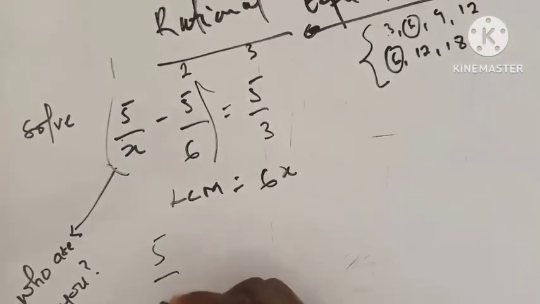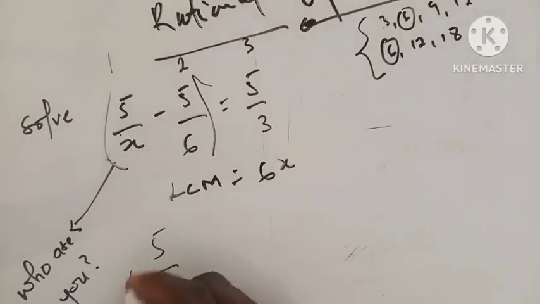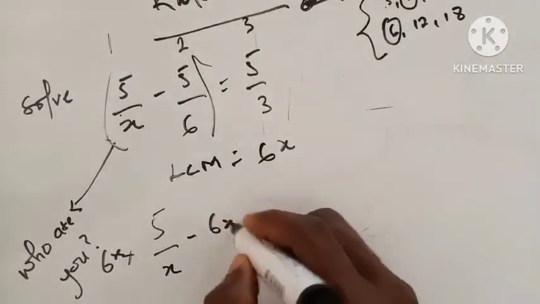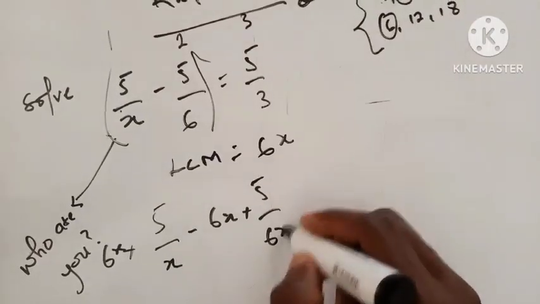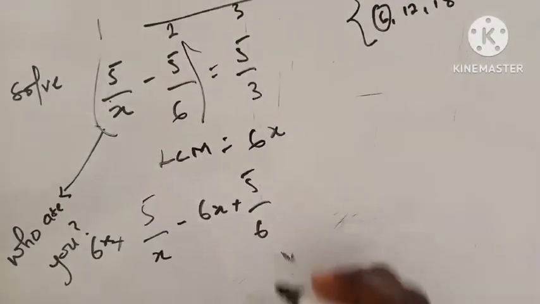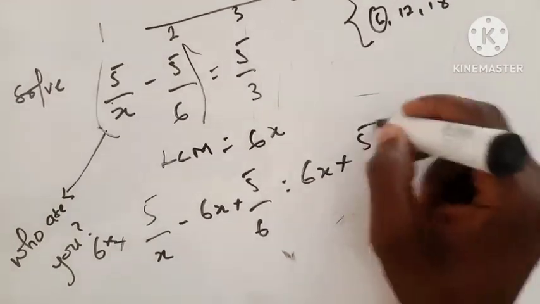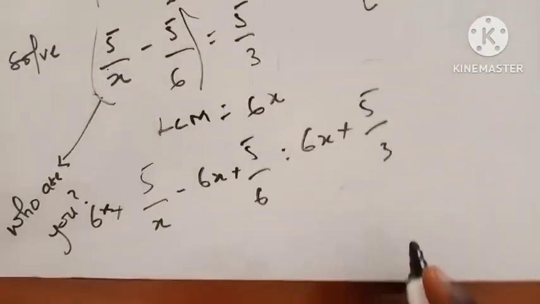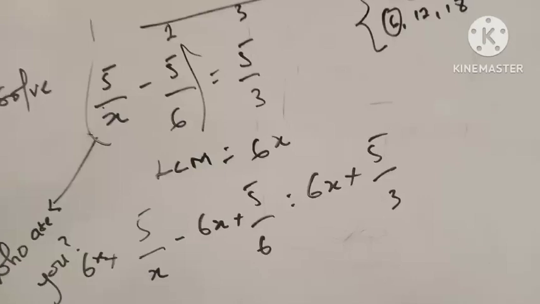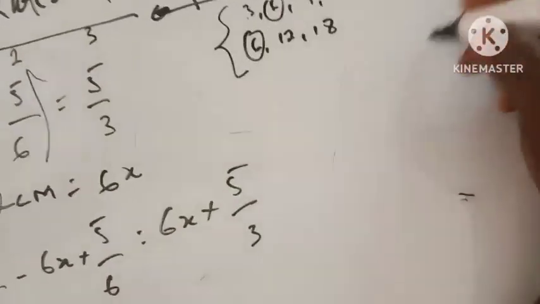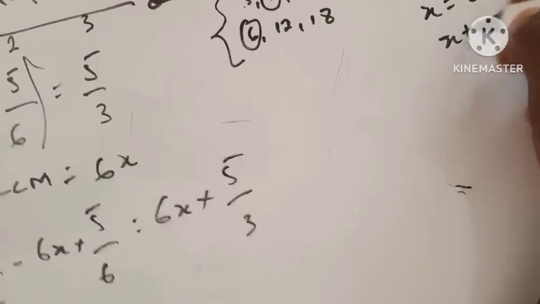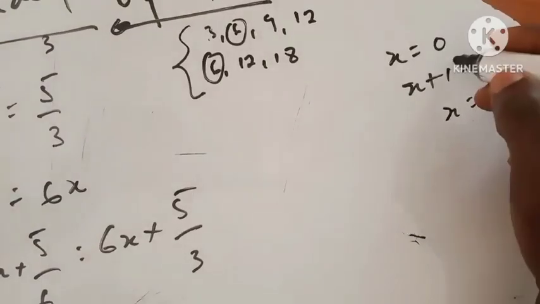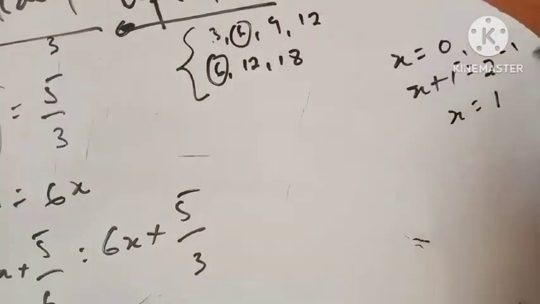Now we have x, 5x, that's 5 on x multiplied by 6x, and then minus 6x multiplied by 5 on 6. That's going to be 6x multiplied by 5 on 3. Are you there? So the whole idea is to get to something we normally call a linear equation. A linear equation is something very straightforward. I say x is equal to 0, or x plus 1 equal to 2. You solve this, you have your x to be equal to 1, right? By subtracting 1 from both sides of the equation, or by taking this guy to the other side.